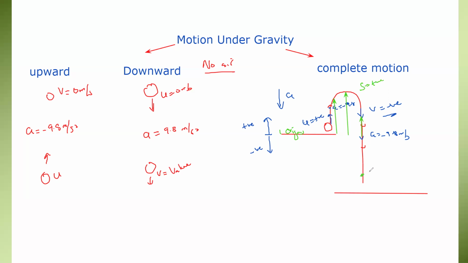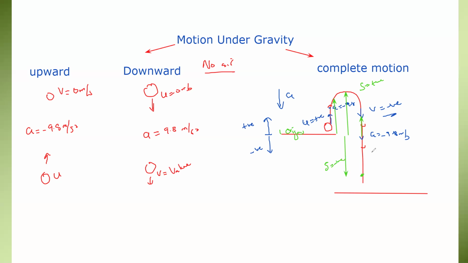But for any displacement below the origin, for example, if an object is at this position, when you draw an arrow to represent that displacement, you will consider that displacement to be negative.